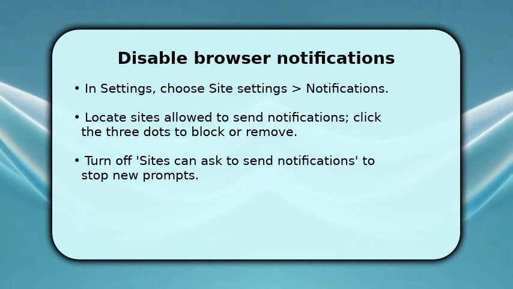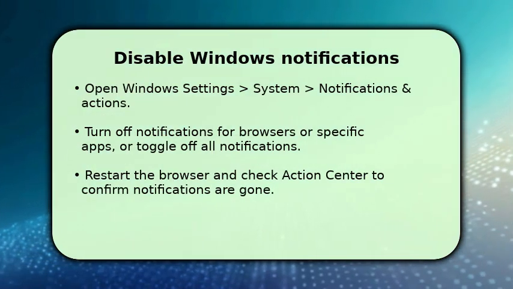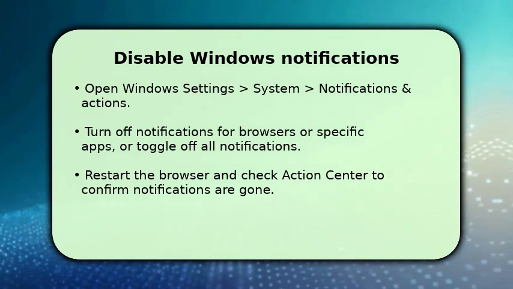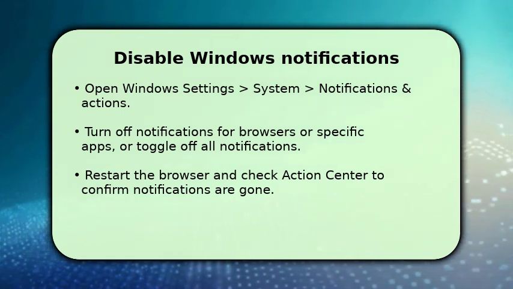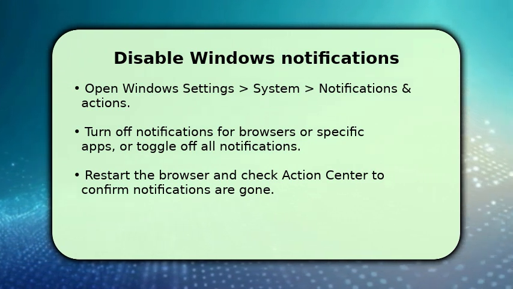Finish by adjusting Windows notification controls so alerts won't bypass browser settings. Open Settings, go to System, then Notifications and Actions, and either turn off notifications for the browser app or disable all notifications if you want silence.